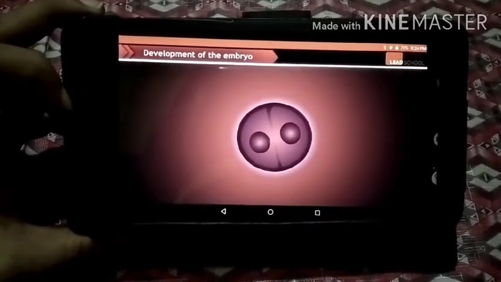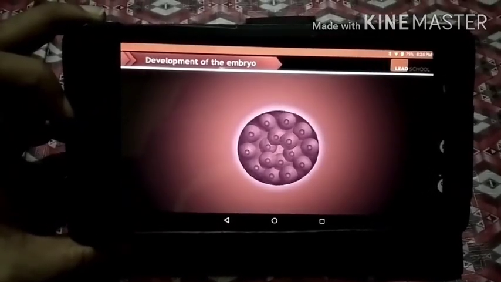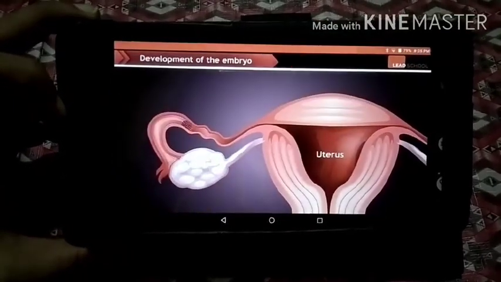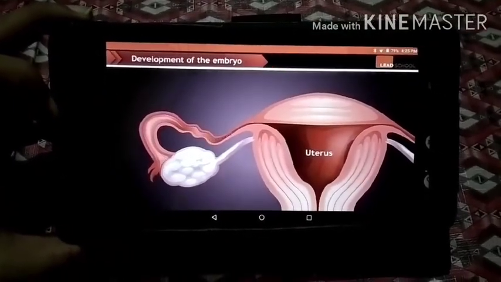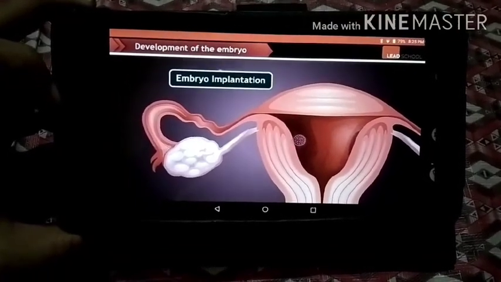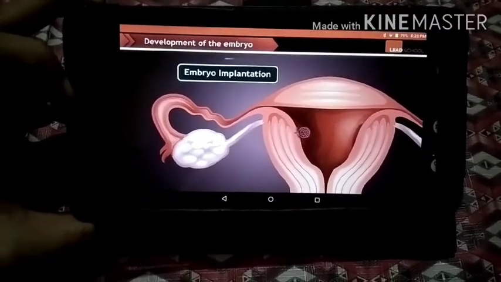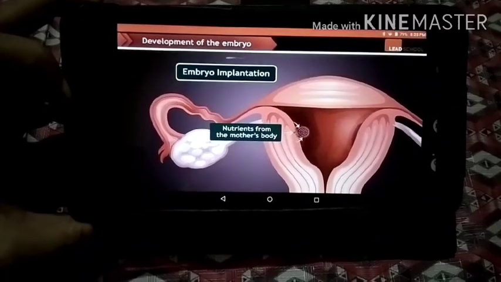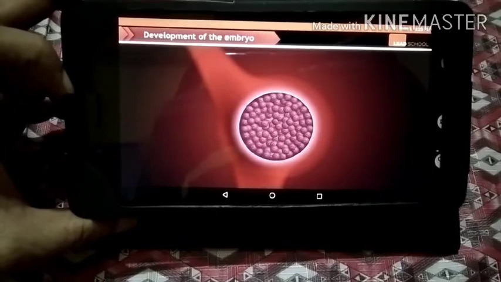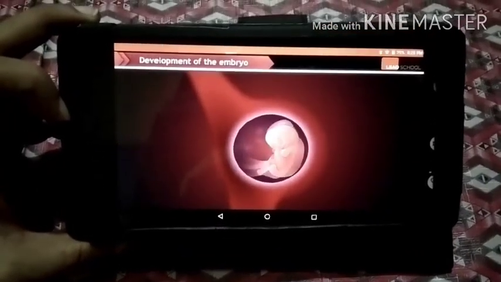The zygote starts to develop by dividing into more cells. This developing ball of cells, called the embryo, slowly travels down the oviduct. It reaches the uterus and implants on the uterus wall. This implantation helps the embryo derive nutrients from the mother's body. The cells in the embryo continue to divide and specialize to form tissues and organs.